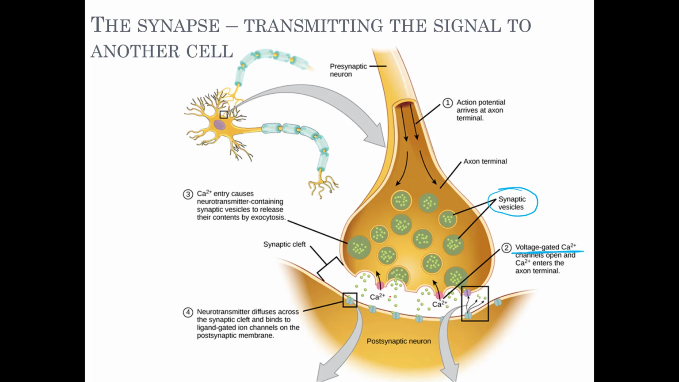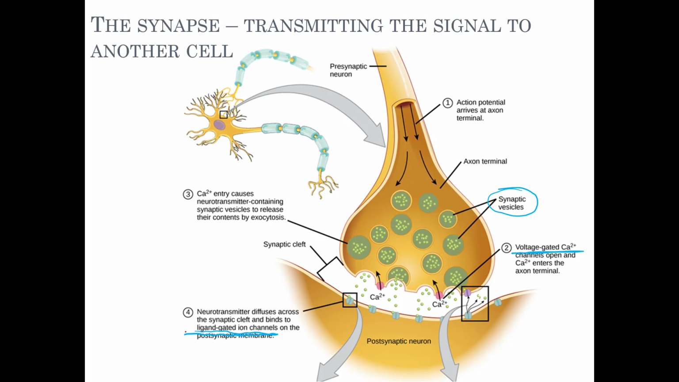In addition, across the synaptic cleft on the postsynaptic neuron, there are ligand-gated ion channels, and they can be of different types, allowing the movement of different types of ions depending on the function of this synapse, depending on whether it's excitatory or inhibitory, or whether it's associated with a neuron, a muscle cell, or a gland.